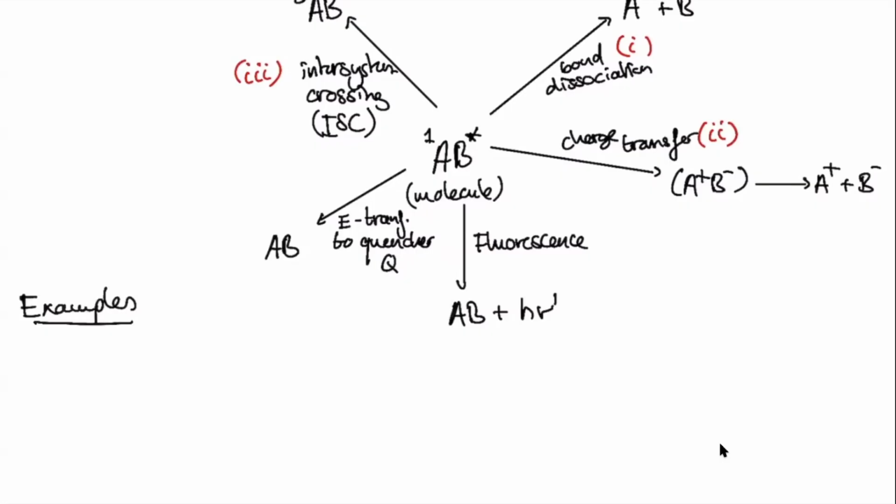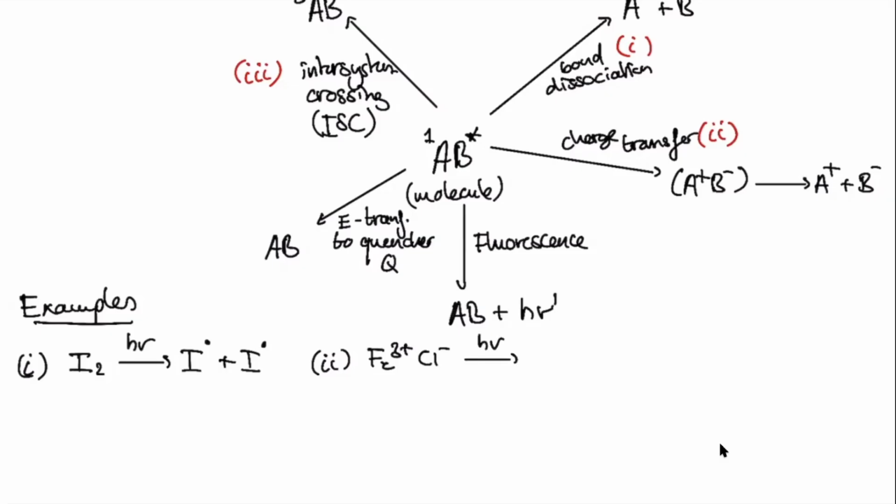Okay, so for bond dissociation, for example, iodine with light would split into two iodine radicals. Okay. Charge transfer example: iron(III) chloride with light, which gives first this iron(II) plus chlorine radical complex, which falls apart in solution to iron(II) plus chlorine radical.